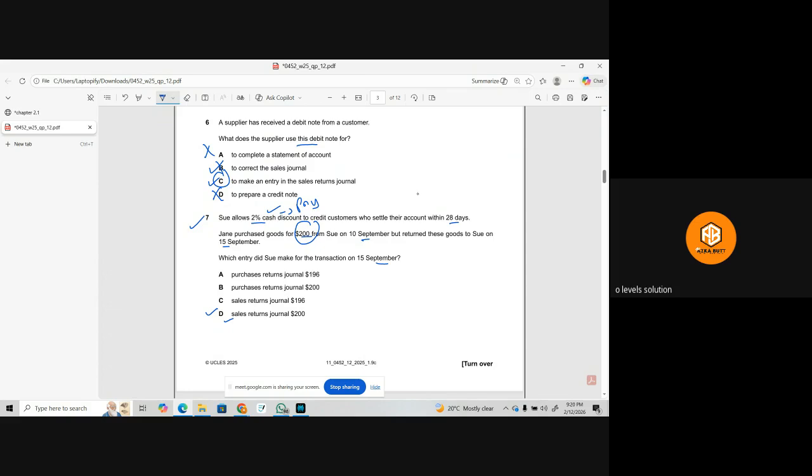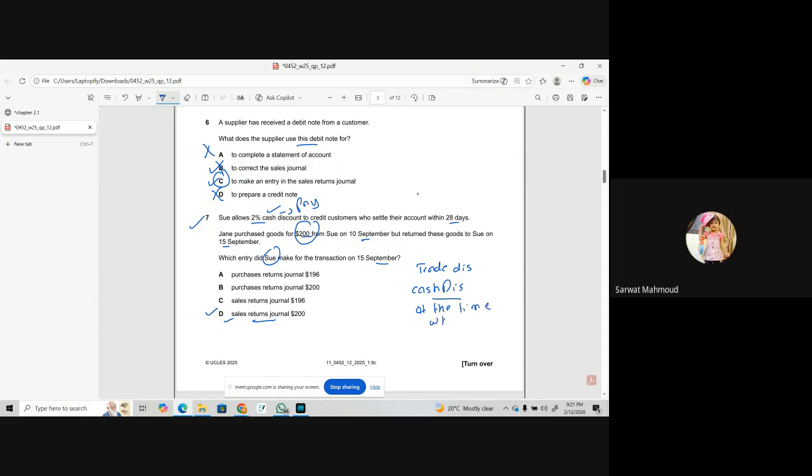So, of course, she will record it in the sale return journal. Of course, Sue will make the entry in the sale return journal. Now, why will she make the $196 entry? Because she did not pay. There are two types of discount: trade discount and cash discount. Cash discount you receive at the time when you pay.